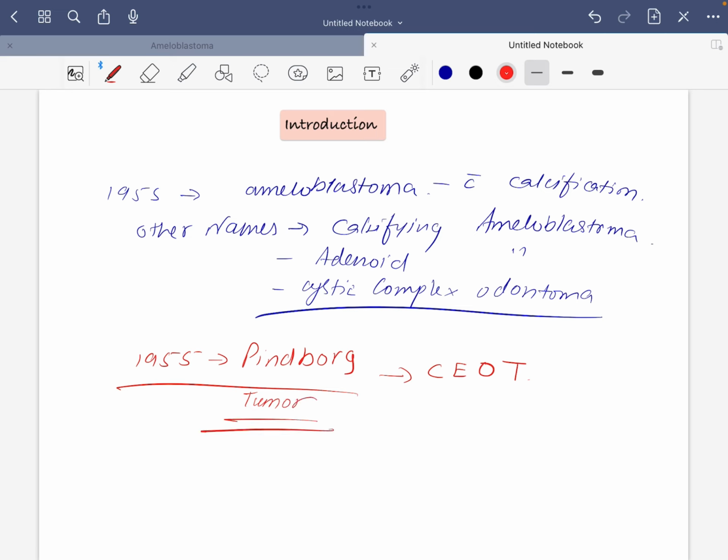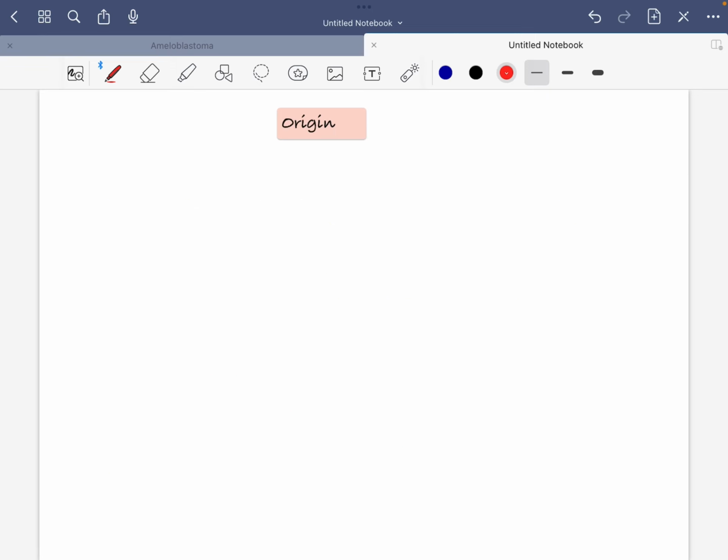It's a very rare tumor, very rare. It's just 1% of all odontogenic tumors. Initially it was believed, like from Pindborg, that this tumor originates from REE, which is reduced enamel epithelium. But later, Chaudhary and his companions discovered tumors with REE origin.